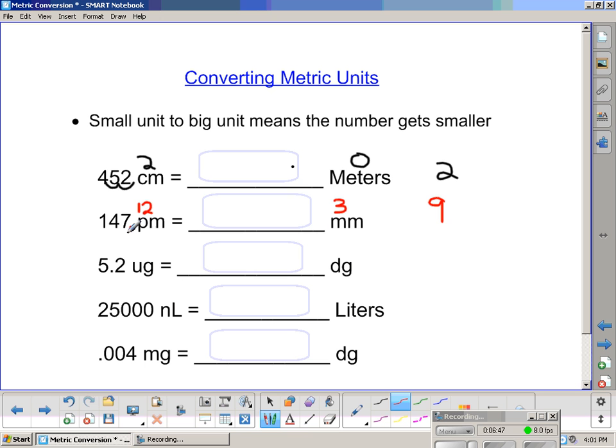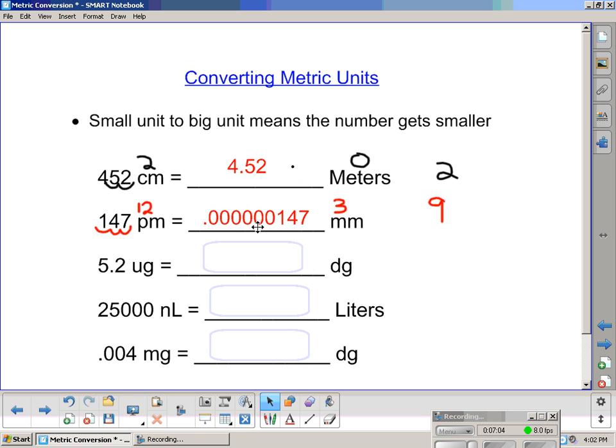Okay, so we're going to go 1, 2, 3, and I could keep drawing them in, but I'm just going to put 6 zeros in front of that, plus these 3 is going to make 9. So here we have, keep that uncovered, here we have our answer. 0.60147 millimeters is equal to 147 picometers.